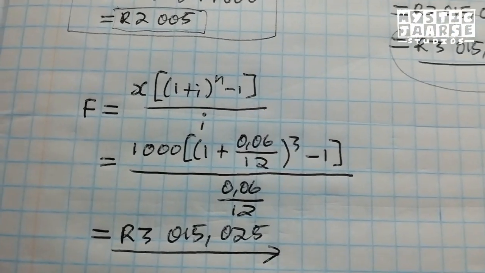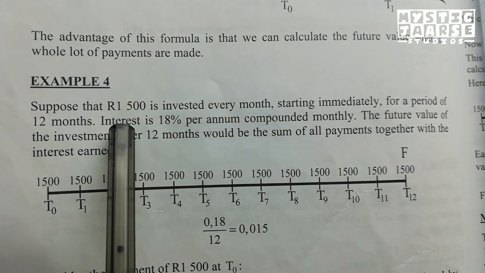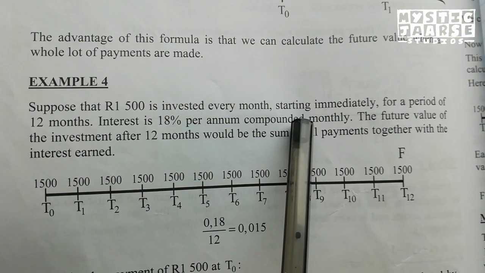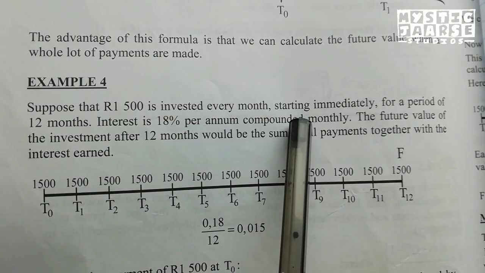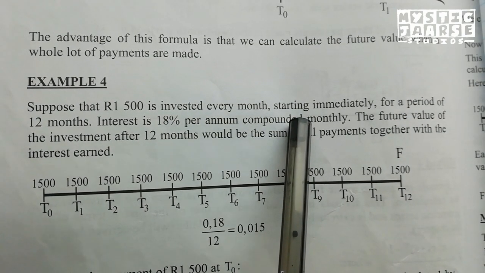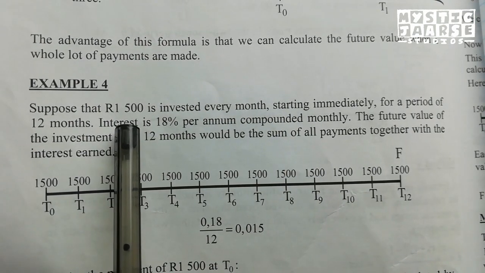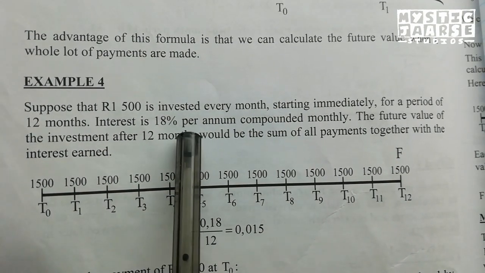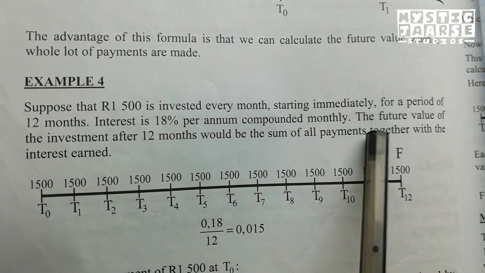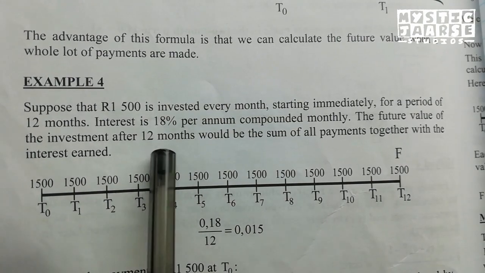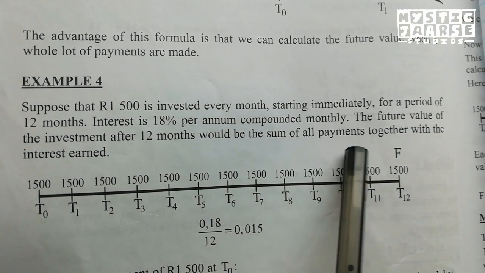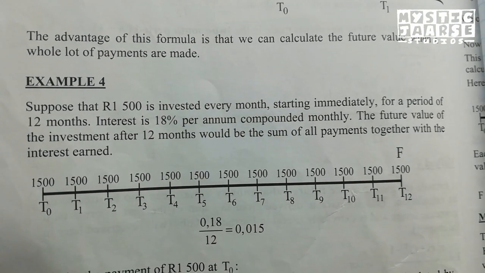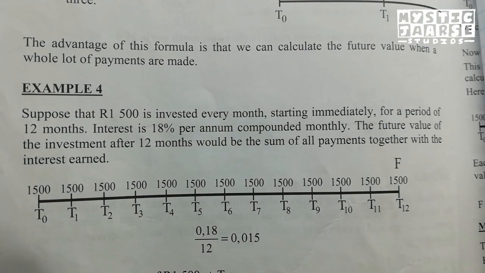Let's do another example. Example 4. Suppose that 1500 rands is invested every month starting immediately, meaning at T0, or immediately after they open the account, they deposit 1500 rands for a period of 12 months. Interest is 18% per annum compounded monthly. The future value of this investment after 12 months will be the sum of all payments together with the interest earned. We are supposed to calculate the future value of this investment.